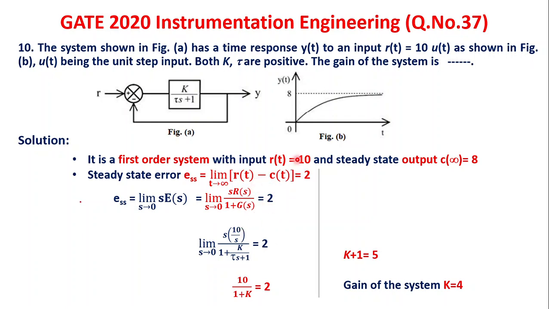So r of s is 10 u of t means 10 by s, by 1 plus g of s. So g of s is this. So from this you can find it is 10 by 1 plus k. S cancels. So 1 plus k by 1. So 10 by 1 plus k is 2. Therefore k plus 1 is 5. So gain of the system is 4. That's all.